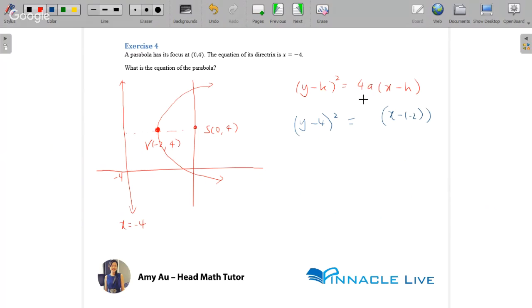Now you see we're still missing a, but you can work that out. That's literally the focal length, the distance from vertex to focus. So it's 2. All right, so 4 times 2. That's it. All right, nice and easy. As long as you know which one is your standard form, it shouldn't be too hard for you to work it out.